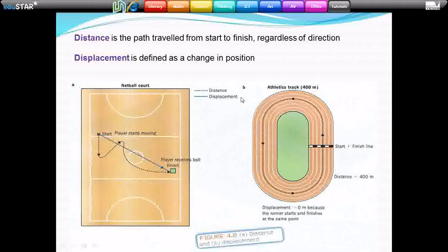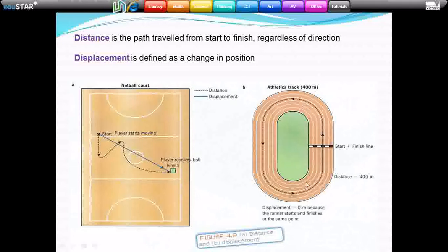The key elements of linear motion are distance and displacement. Now they're quite similar, however there is one key difference. Distance is the path travelled from start to finish, so pretend a netball player moves along this sort of path, we would measure their distance travelled. Displacement is defined as change in position, so that is as the crow flies from the start position to the finish position. In this case, distance might be say 6-7 meters, but the displacement might only be 3 or 4 meters because they've gone in a straight line.